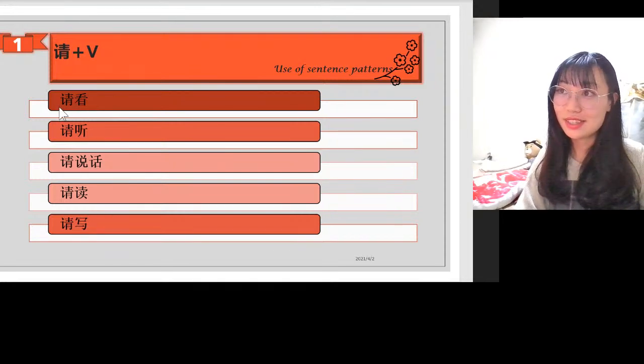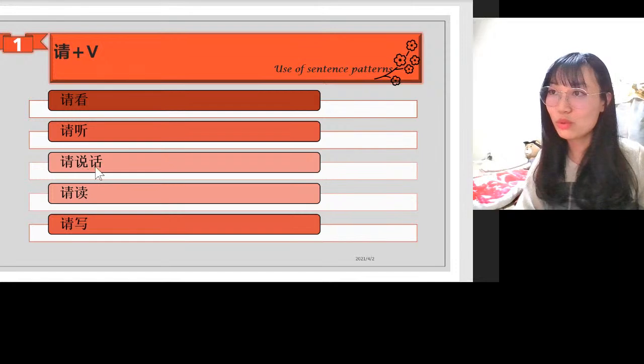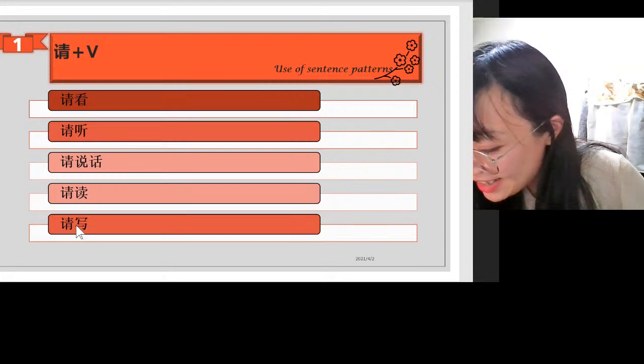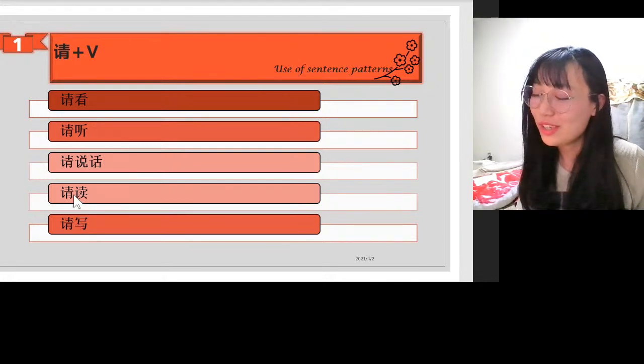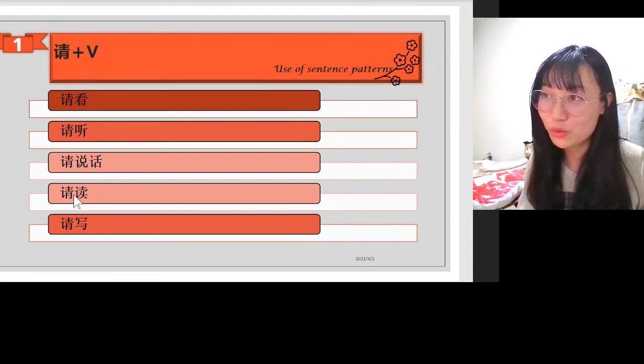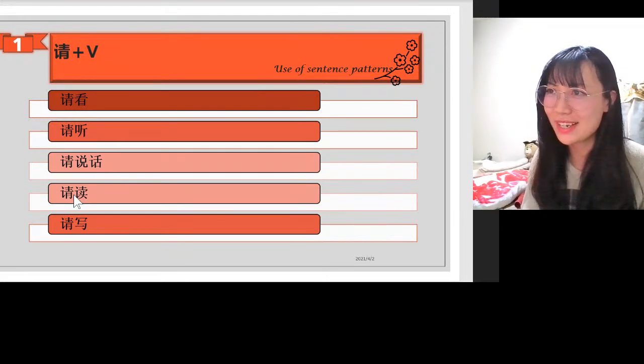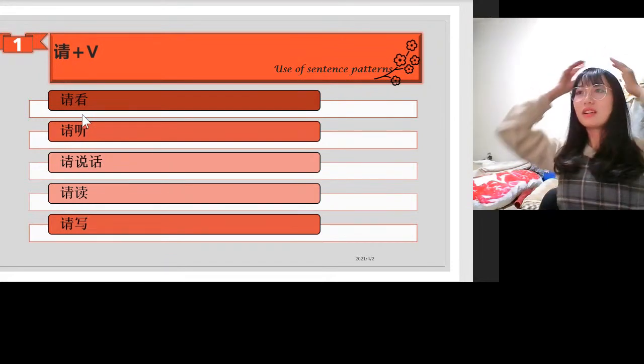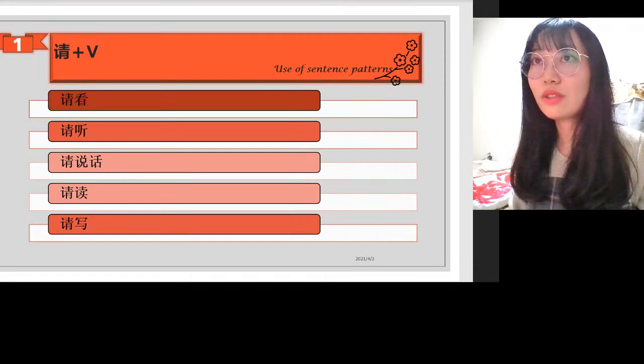请看，请看，请听，请听，请说话，请说话，请读，请读，请写。I'm kind of good at kanji because of the hanzi, but I need to know more. Oh, if you can speak Japanese, that means you can also understand kanji. Kanji is like the Chinese character. 看 means okay, so Japanese, oh no, it's different. So in Japanese 看 maybe it's 見る.